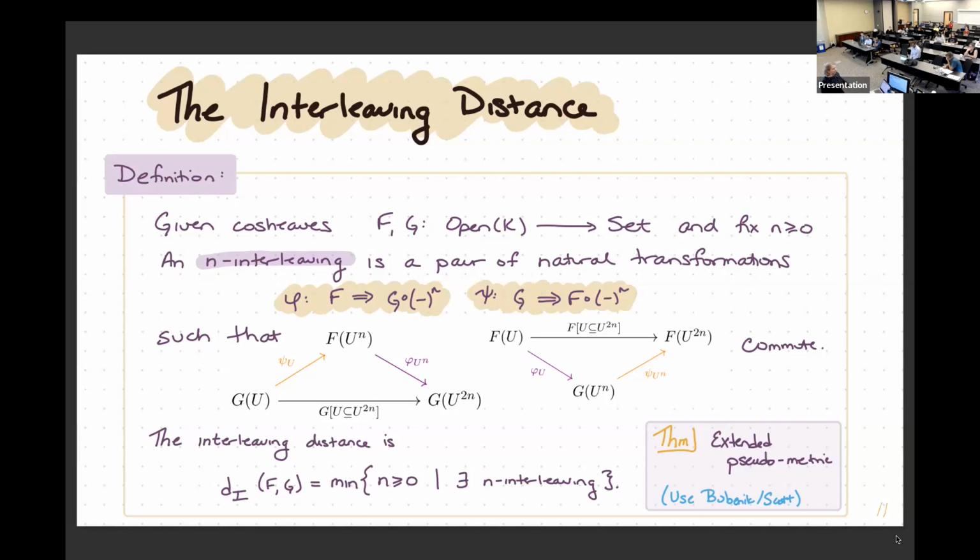And again, I've discretized everything, so now my interleavings are integer valued beasts. And of course, this thing we can prove very easily is an extended pseudometric because it fits into the Bubenik-Scott framework, and so poof, I have a distance.